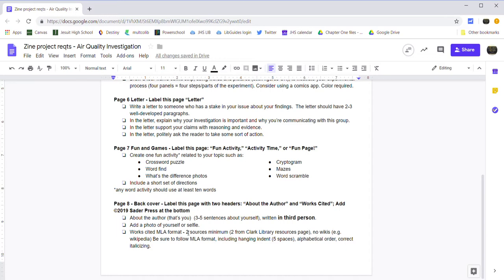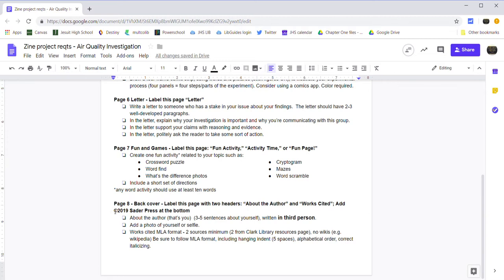And your works cited needs to be in MLA format. We're only asking you to cite 2 sources, and they should be from the Clark Library page. No wikis, no Wikipedia, any of that. Be sure you have a hanging indent, that you put them in alphabetical order, and that you correctly italicize the things that need italicizing.